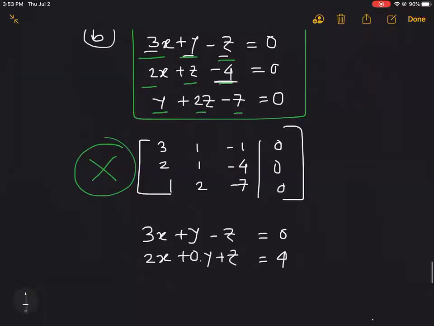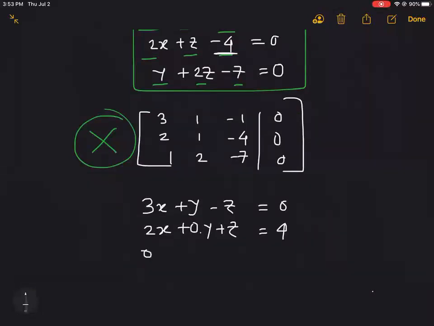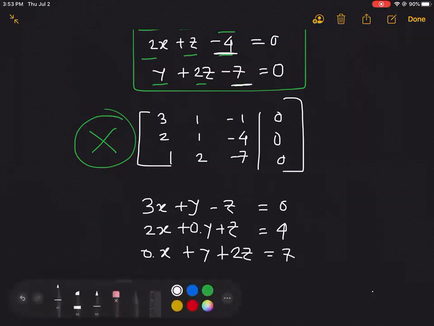For the third one, we don't have any x. So we'll write it as 0 times x, plus we have y, plus we have 2z, and if we change sides for the constant term, it will be a positive 7. Now, as you can see, all the x's, all the y's, all the z's, and all the constant terms are in their respective columns. Now we can follow the same procedure to get our augmented matrix.